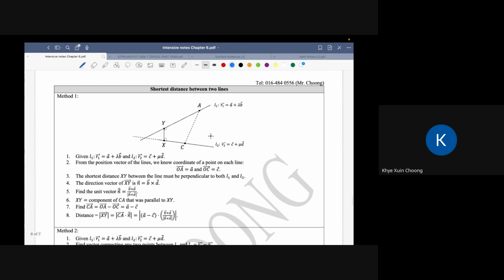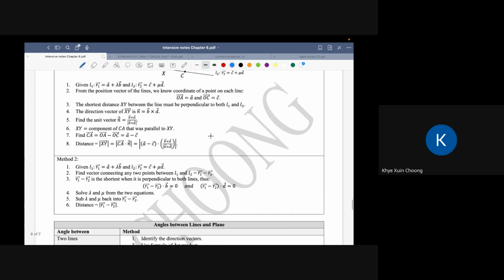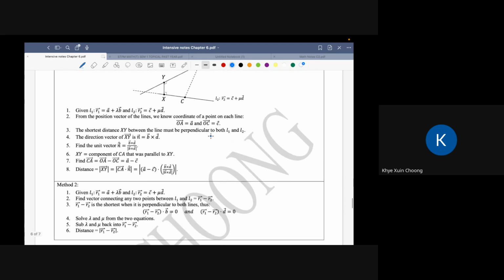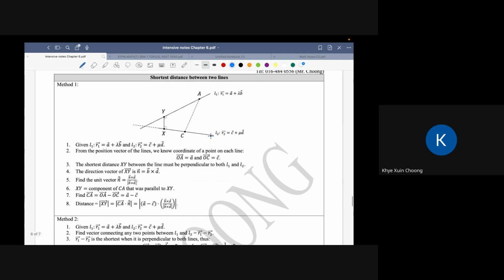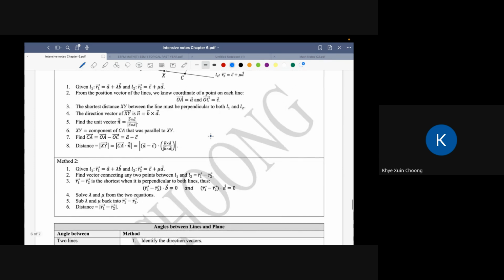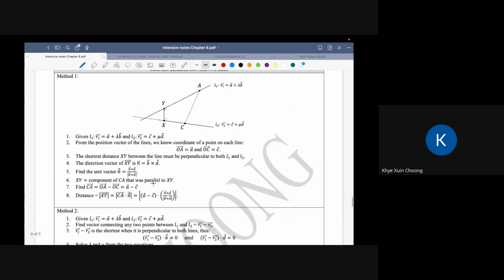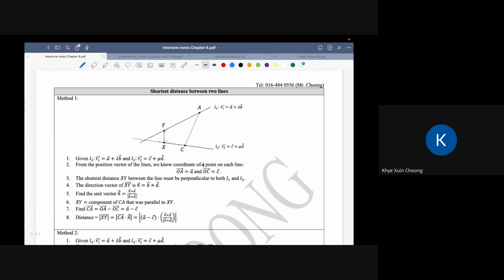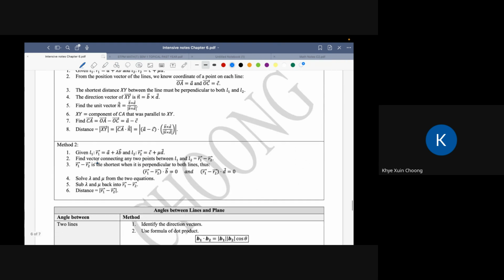Then there's another thing that they might ask you, which is to find the shortest distance between two lines. What happens when you have two lines which are not parallel? Then they ask you to find the shortest distance. This one is a little bit more tricky. We also have two methods. Among these two methods, I prefer method 2 because I think it's easier. So I will not discuss method 1. If you want, you can look at it by yourself.